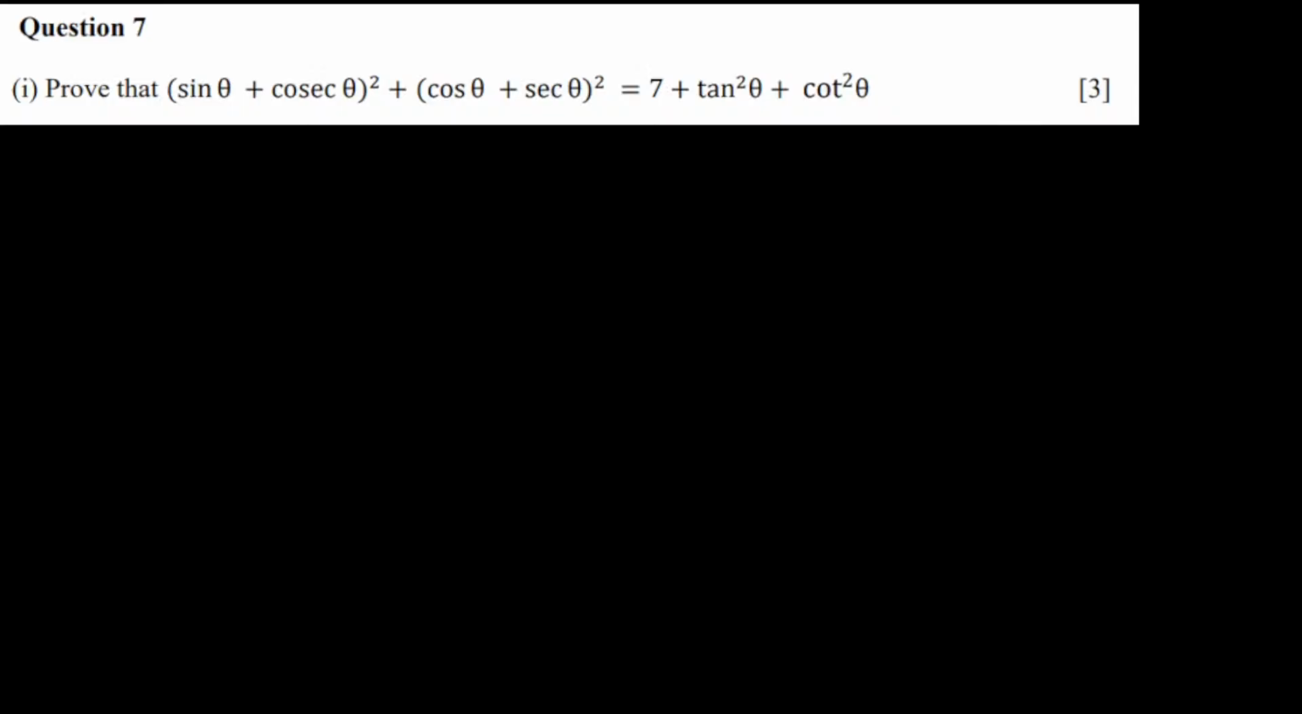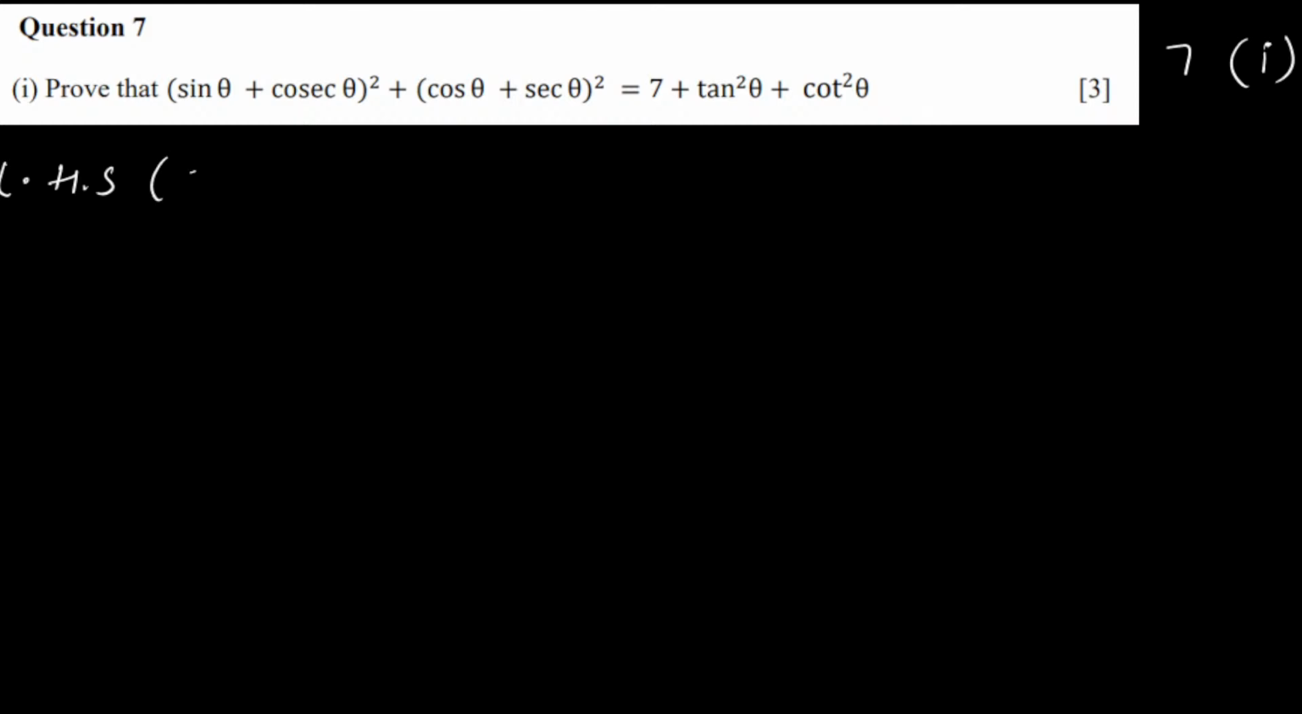Okay, so let's do the next question, question number 7, first part. This question is a question of trigonometrical identities. In this type of question you have to prove left hand side is equal to right hand side. So we'll start from the left hand side. We'll solve the left hand side and the answer should be equal to the right hand side.